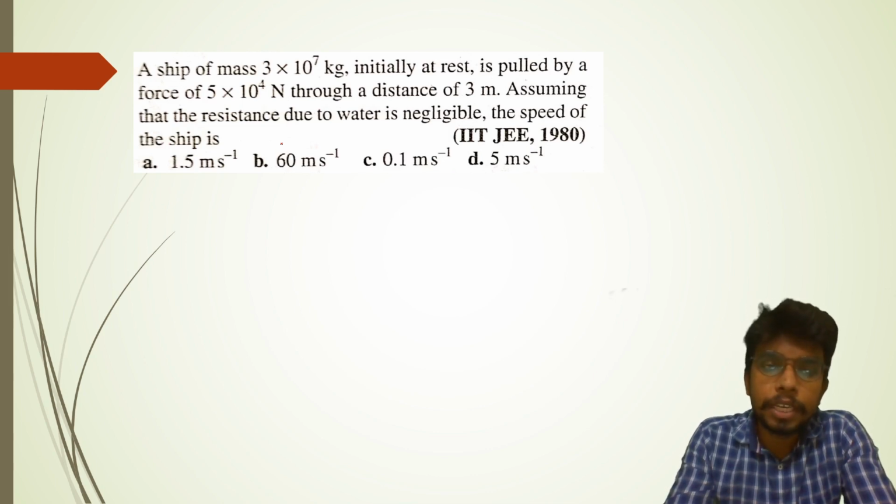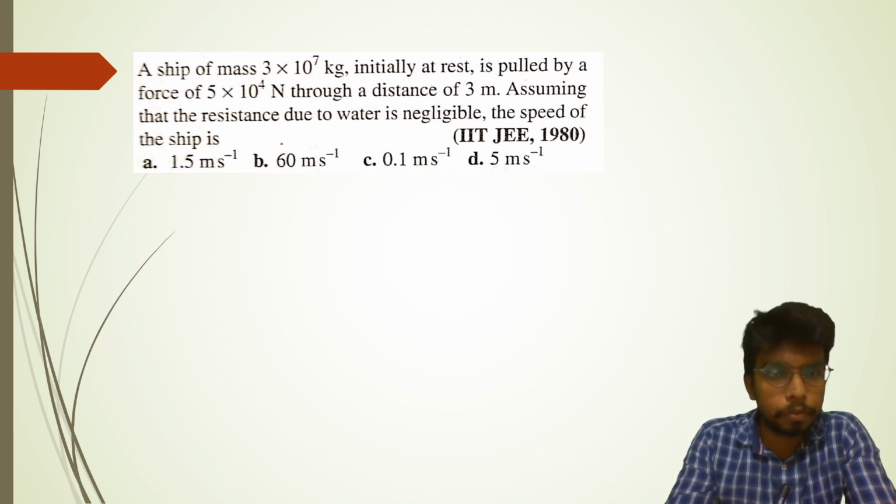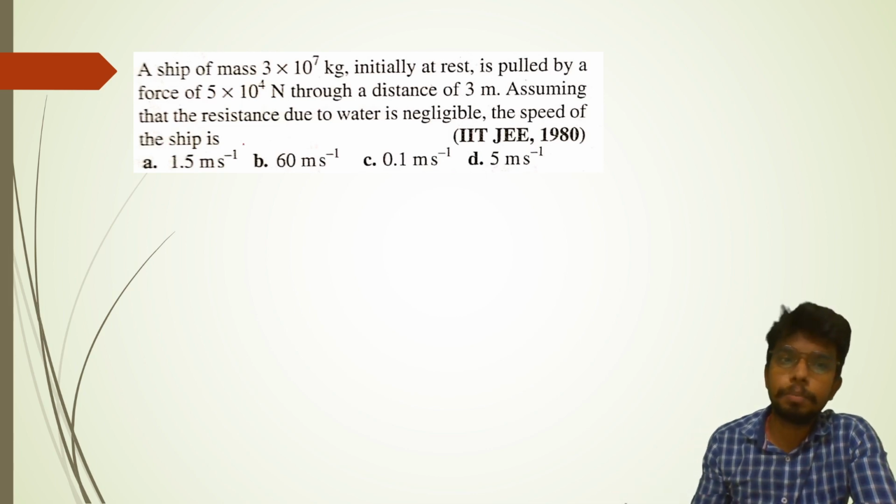A ship of mass 3 into 10 to the power 7 kg initially at rest is pulled by a force of 5 into 10 to the power 4 Newton through a distance of 3 meter. Assuming that the resistance due to water is negligible, the speed of the ship is.